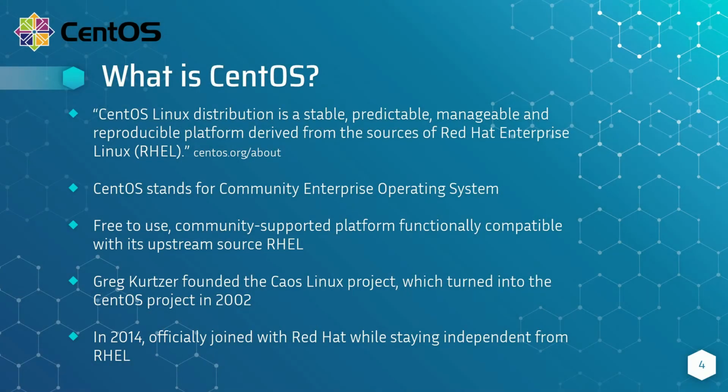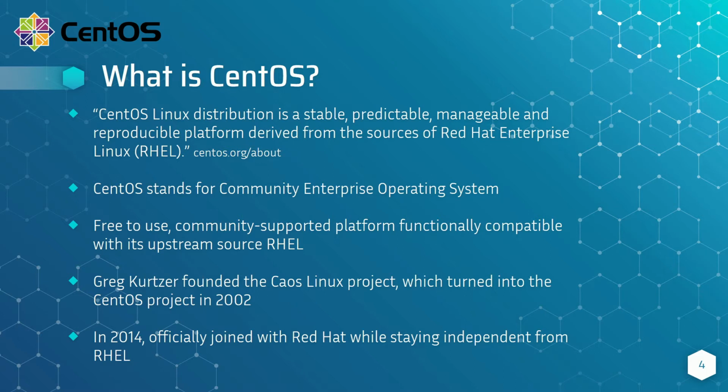So I thought that was pretty interesting. So what is CentOS? CentOS Linux distribution is a stable, predictable, manageable, and reproducible platform derived from the sources of Red Hat Enterprise Linux. So this was taken from their website, CentOS.org.